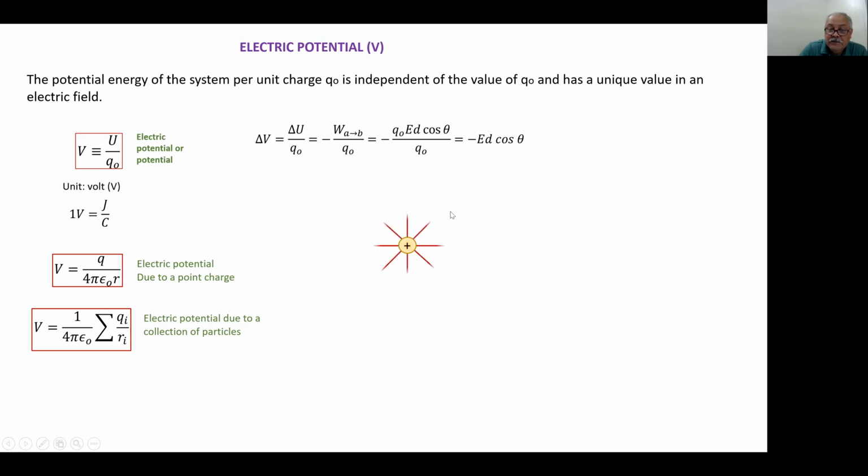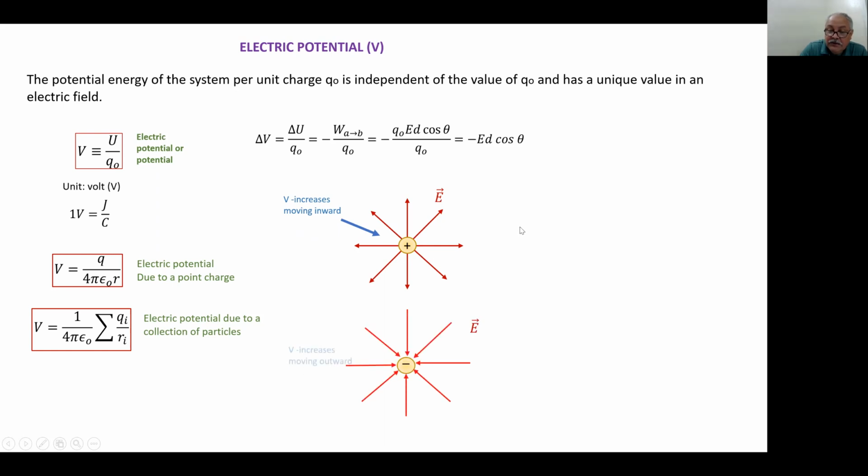We have this point charge. Remember, this is positive. This is the electric field. Then what happens? Well, if we move toward this positive charge, the voltage, or the potential, increases. When we now have a negative charge, and we have the electric field, the electric potential increases when you move away from that point charge.